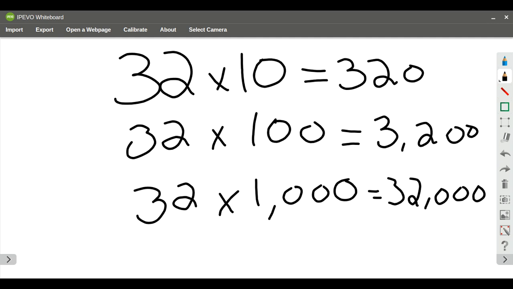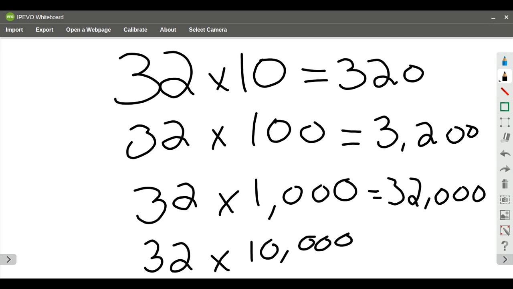If I take 32 times 10,000, I end up with 320,000. So if we take a look at the pattern that happens each time as I increase in place value, what's happening with my original 32 is that each time my number is getting a 0. So when I multiply by 10, it now becomes 10 times as great. When I multiply by 100, it's now 100 times as great. When I multiply by 1,000, it's now 1,000 times as great. And when I multiply by 10,000, it's now 10,000 times as great.